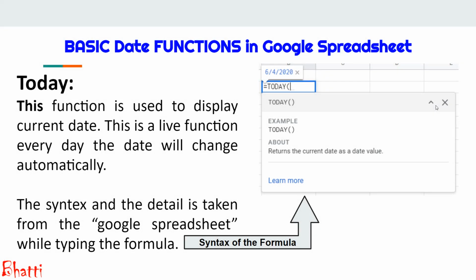The first function is today, very important, very frequently used in spreadsheet. This will provide us the current system date. What do I mean by current system date? If your computer date is different than the real date, it will show your computer date. This function is very important because if you are preparing a daily report, there is no need to change the date every day. Just use this function. This is a live function. When the date changes, this formula will automatically retrieve the current system date.